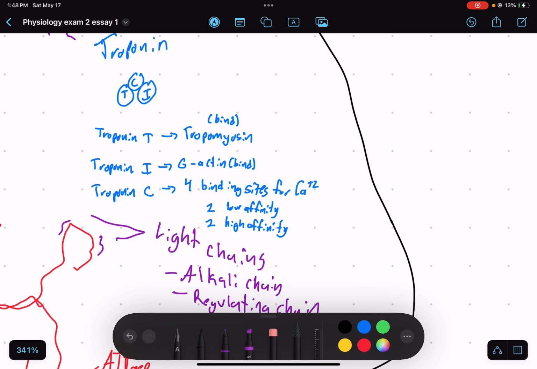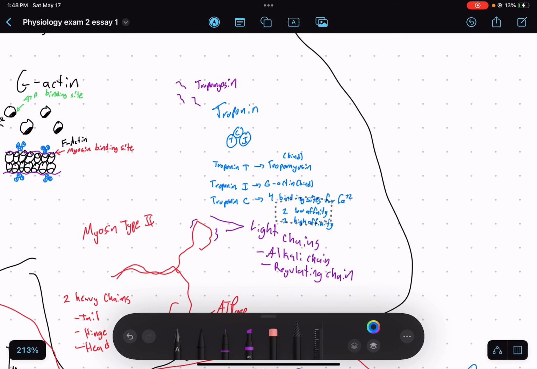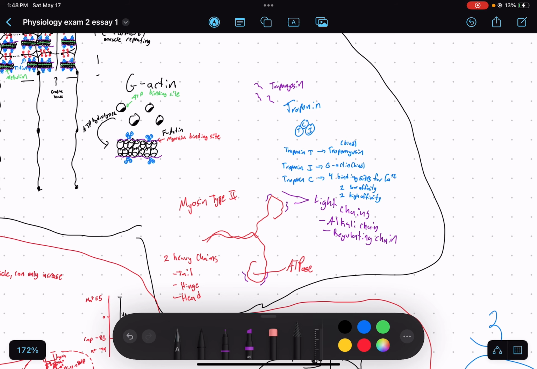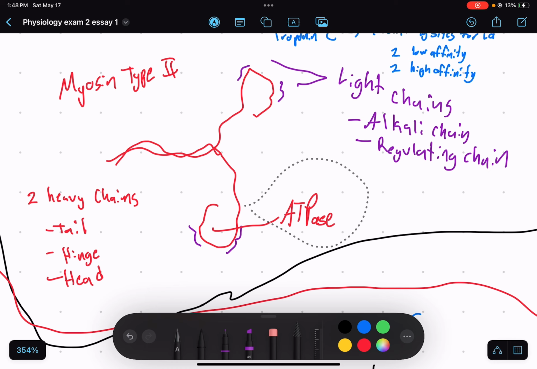Whenever you bind to the low affinities, these ones, that is what allows the conformational change of troponin to take place to move the tropomyosin away from that myosin binding site, allowing you to perform a muscle contraction. On the myosin, this is a myosin type 2. There are 2 heavy chains. There's the tail, the hinge, and the head. You also have, and this red part that you're seeing here is the ATPase.